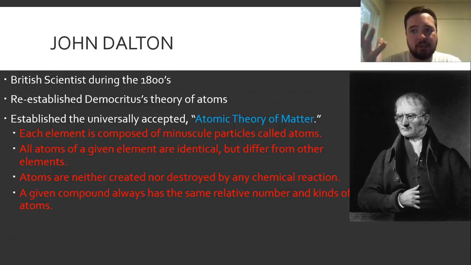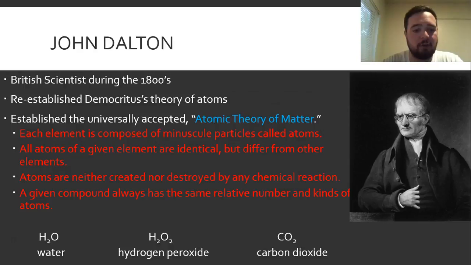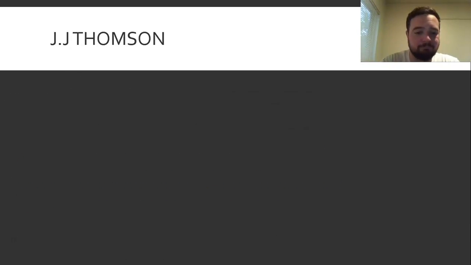So CO2 is always CO2, H2O is always H2O. CO2 is always going to be carbon dioxide, H2O is always going to be water. Hydrogen peroxide, even though it has a similar molecular formula as H2O, does not mean it is water. So it's called hydrogen peroxide. It's an entirely different thing, has different physical and chemical properties. Same thing with carbon dioxide.